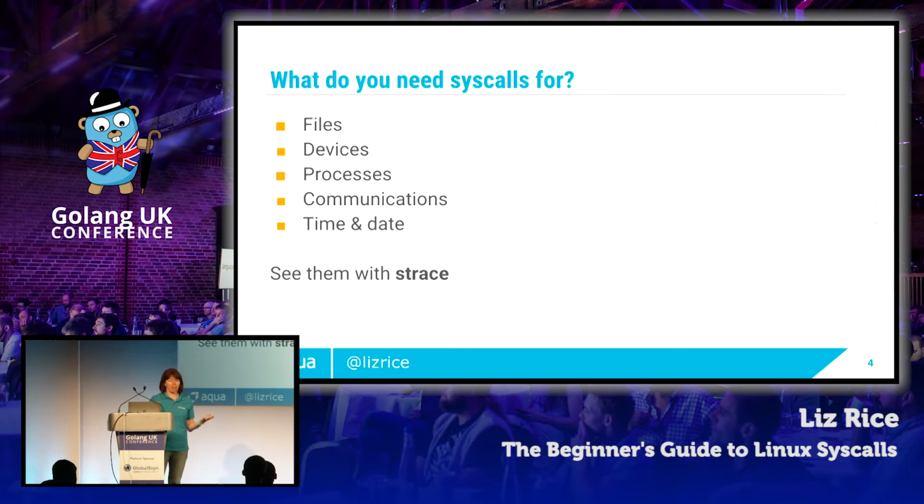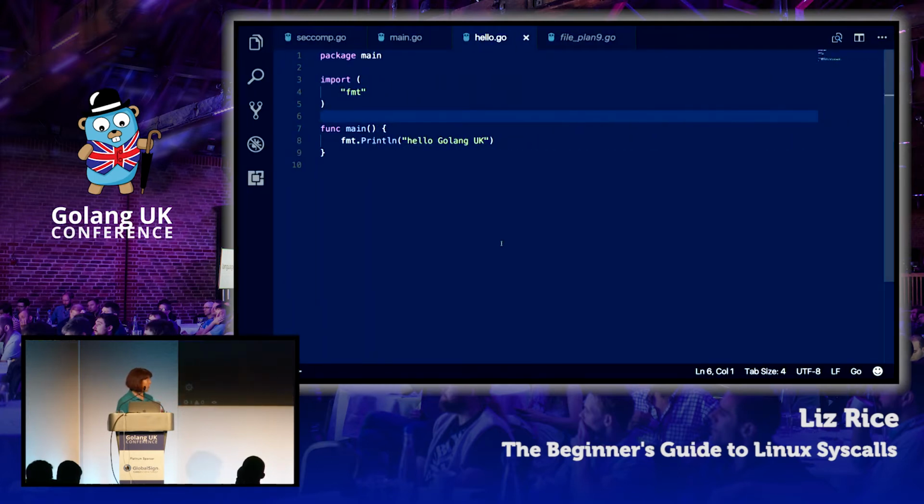That includes things like writing to a file, opening devices, writing to the screen, any kind of communication, creating new processes, even finding out what the time is. You need the kernel to help you do that. Anybody ever done any of those things in your programs? Yes, right, okay, so you've all used Syscalls, yeah? And you can see which Syscalls you're using with a utility called strace. So let's have a quick look at strace.